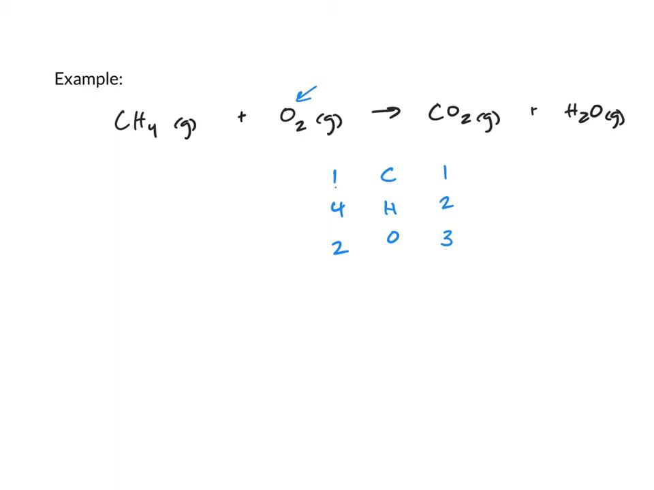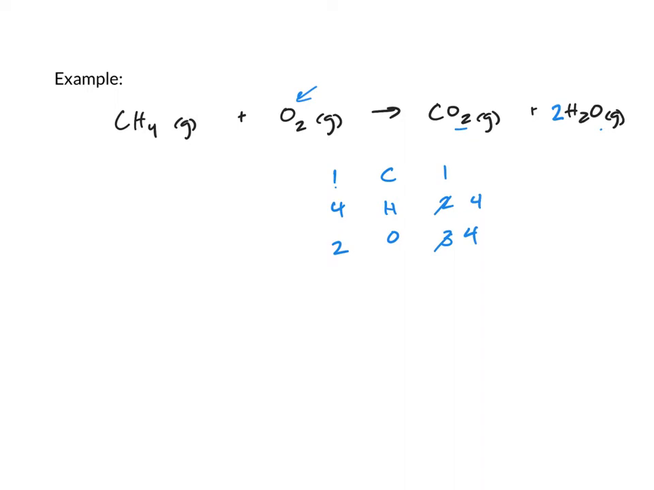They're good. I have 1 on each side. I have 4 hydrogens on the reactant side, 2 on the product side, which means I need a 2 in front of that H2O. That changes the number of hydrogens on the product side from 2 to 4, and it changes the number of oxygens from 3 to 2 here plus 2 here, to 4. Okay, so hydrogens are now okay.